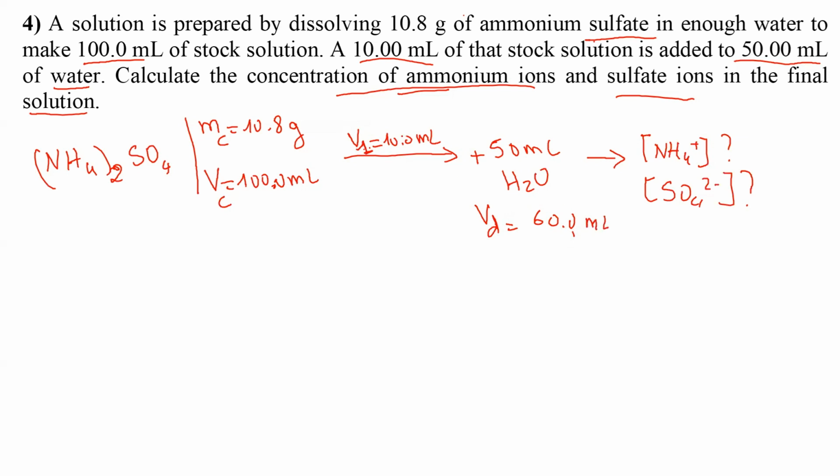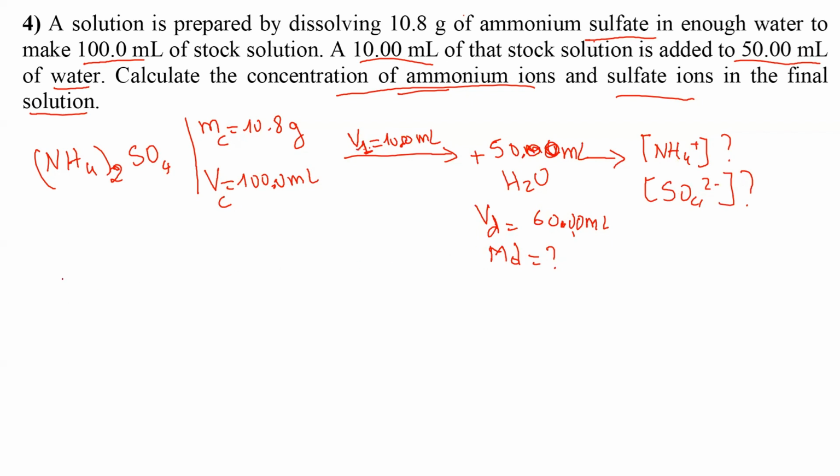Okay, this is 10.00 and 50.00. It's important to get the significant figures. So here we have 60.00 ml, which will be the total solution. But we don't know yet the concentration of the diluted solution. From this diluted solution concentration, we will deduce the concentration of the ammonium ion and the sulfate ion. Okay, so let's translate our data into concentration, because here we have masses.